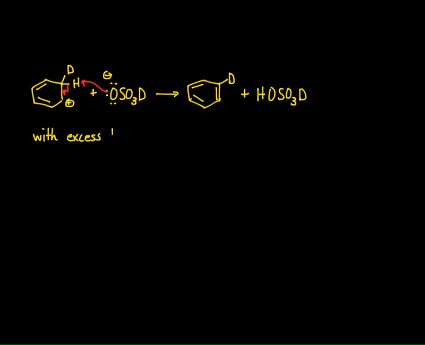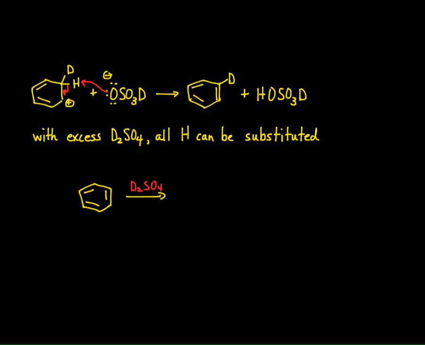Now, if we have an excess amount of deuterated sulfuric acid, then we can actually substitute for all of the hydrogens. So if I take benzene and treat it with an excess amount of D2SO4, then the product here is, instead of only one deuterium on the ring, I can actually put 6 deuteriums on that ring.